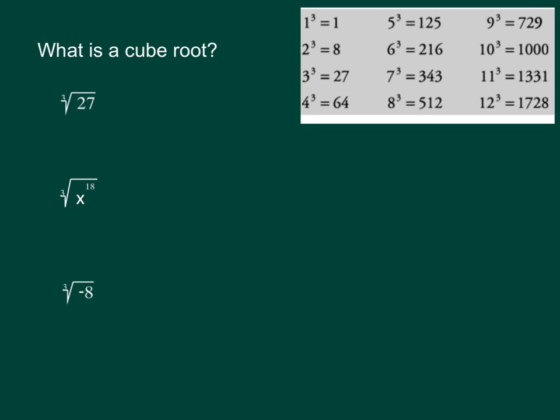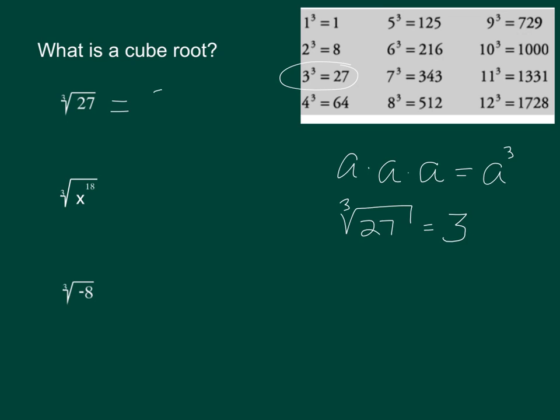So then we ask the question, what is a cube root? Well, here we're saying what times itself 3 times. So if I'm taking the cube root of 27, I'm saying what multiplied by itself 3 times will give you 27. And if we look up here, 3 cubed is 27, so the cube root of 27 is 3.